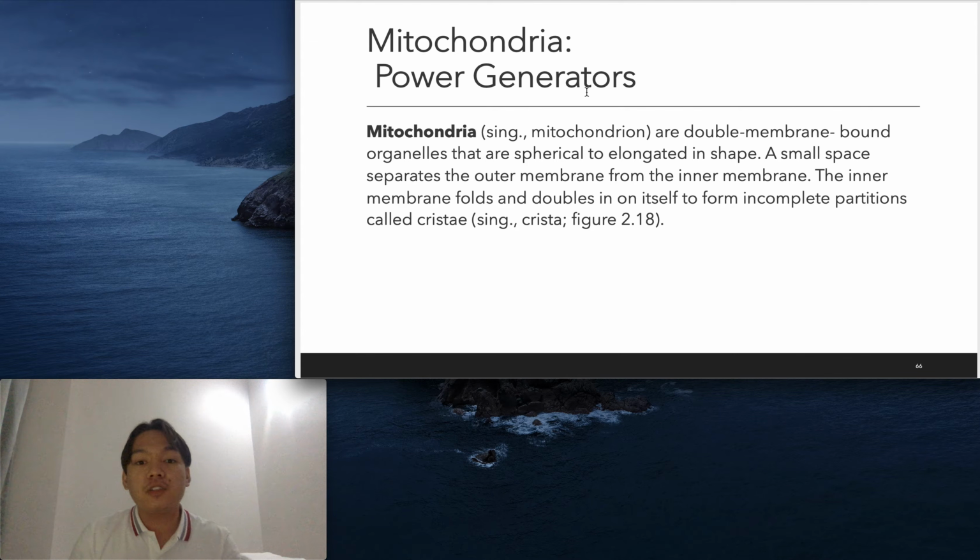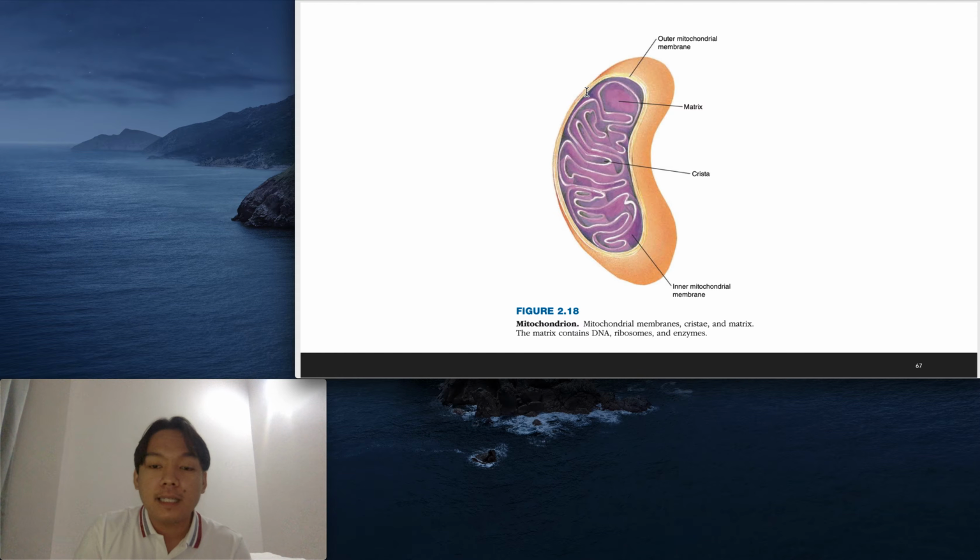Mitochondria, or mitochondrion for singular, are also double membrane-bound organelles that are spherical to elongated in shape. They have these particular partitions or folds we call cristae. You will see here a mitochondrion. It has a membrane, cristae, and matrix. Also, it contains DNA, ribosomes, and enzymes. We call that mitochondrial DNA, or mtDNA, that comes from the maternal side of the animal.